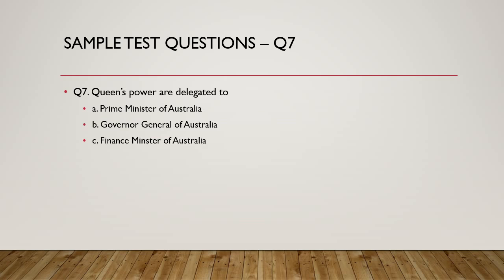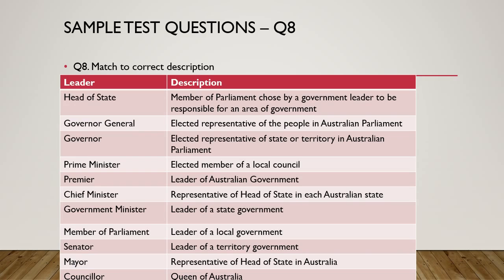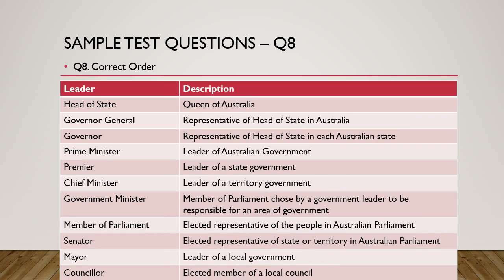Question 7 states Queen's powers are delegated to. Answer is B, Governor General of Australia. Question 8 gives the different leaders and their descriptions, and you have to match them to the correct order. So we have head of state, Governor General, Governor, Prime Minister, Premier, Chief Minister, and so on. And based on the description column, you have to match to the correct description. So the next page shows the correct answer.